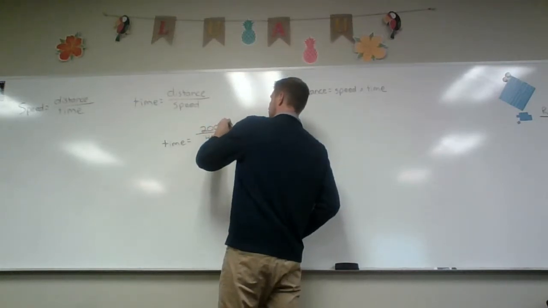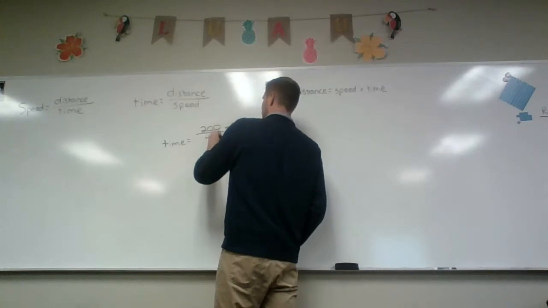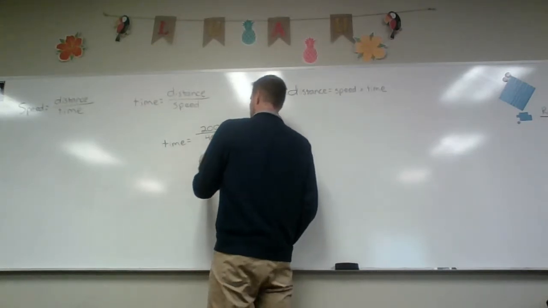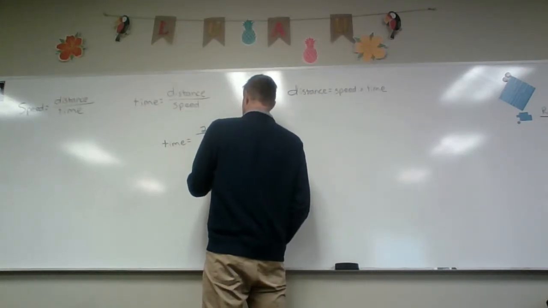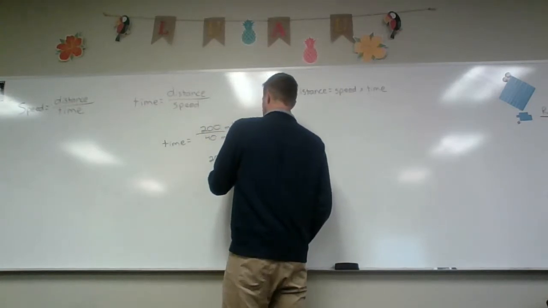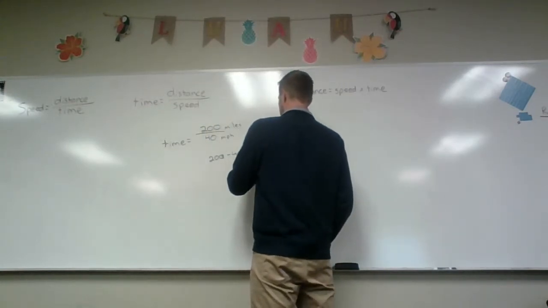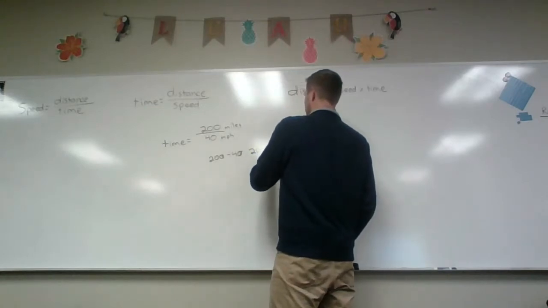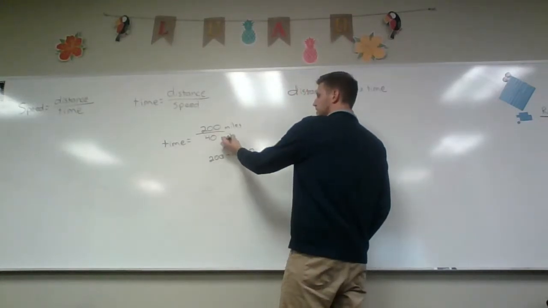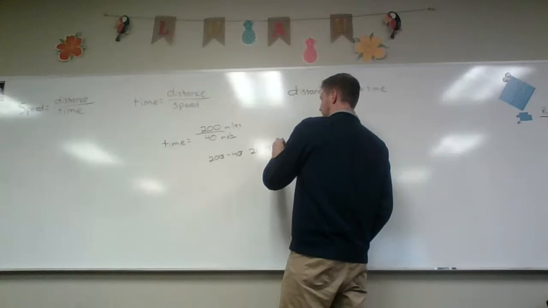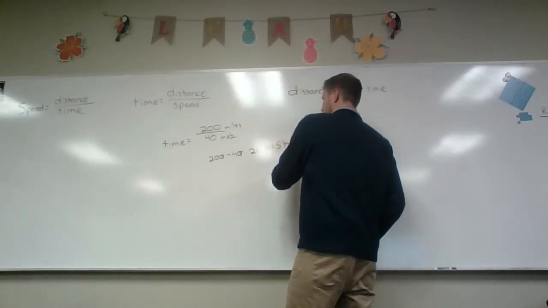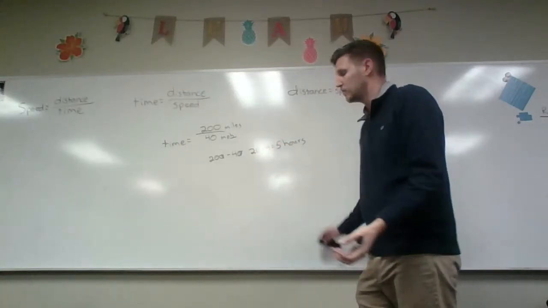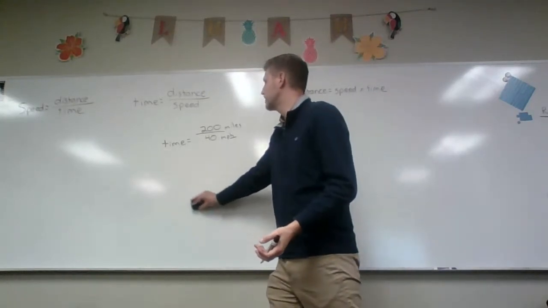Well, we have our 200 miles divided by our miles per hour. So 200 divided by 40, we'll cross off the 0, so we get 20 divided by 4. We get 5. 5 what? Per hour, so 5 hours. Now it could be a different unit. Once again, you have to be careful with it.